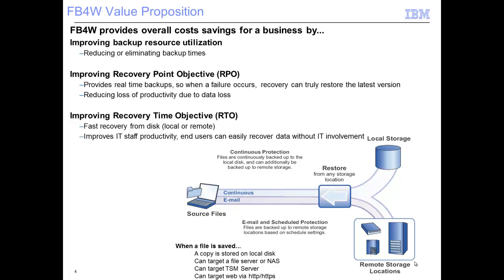Improves recovery time objective because you're able to restore from the backups that are kept directly on your workstation or laptop, or if those are no longer available because the laptop's been destroyed or stolen, then you can restore from a remote location. When a file is saved, we always keep a copy on the local disk in that cache. And then at a later point in time, we can send an additional copy off to either Tivoli Storage Manager, some type of file server or NAS device, or some type of web target. What I'm going to be concentrating on in this presentation is the saving to the local cache and then the offloading a copy to Tivoli Storage Manager.